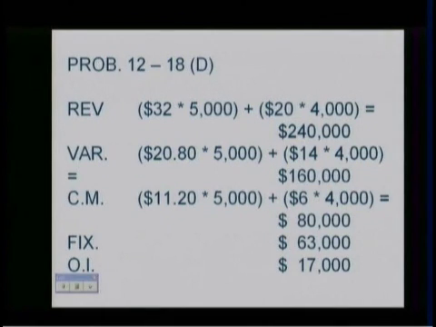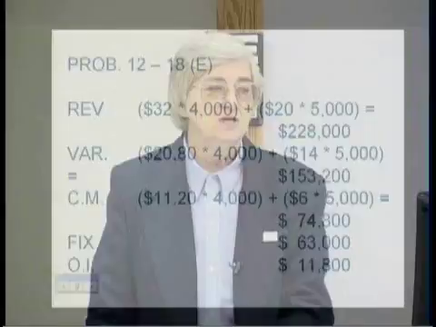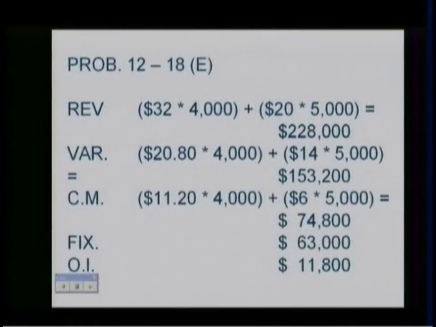Then in Part E, they tell you, okay, switch that around. Instead of selling 5,000 of the old thing, sell 4,000 of it, and instead of selling 4,000 of the new item, sell 5,000 of it. So you're looking at product mix here. You're looking at the change in the product mix. So you need to go through and redo all your calculations. You would have $32 times 4,000 units plus $20 times 5,000 units. And as you go through and recalculate, you can see that your operating income actually drops if your product mix changes, because your previous operating income was $17,000. Now it's $11,800. So you were better off with the previous product mix. Changing the product mix actually costs you money.